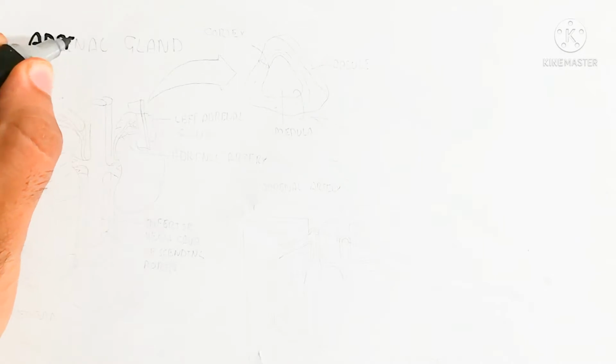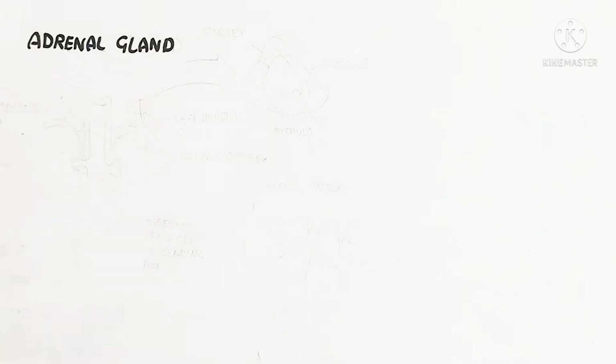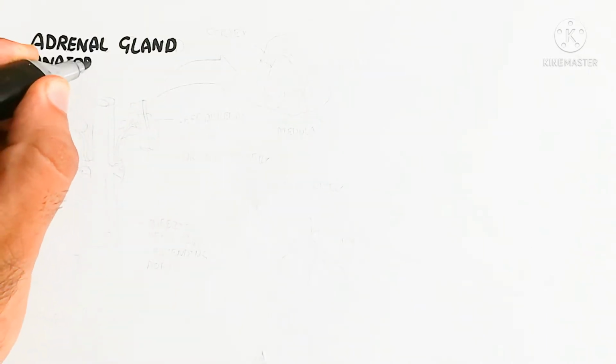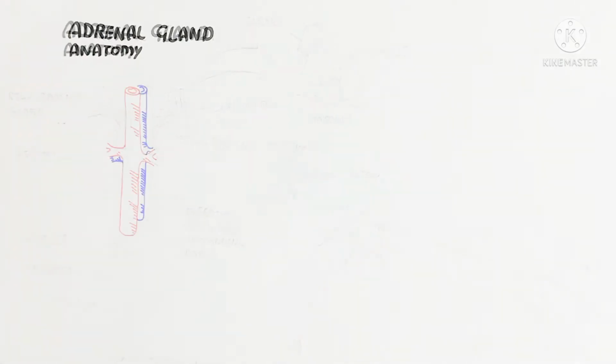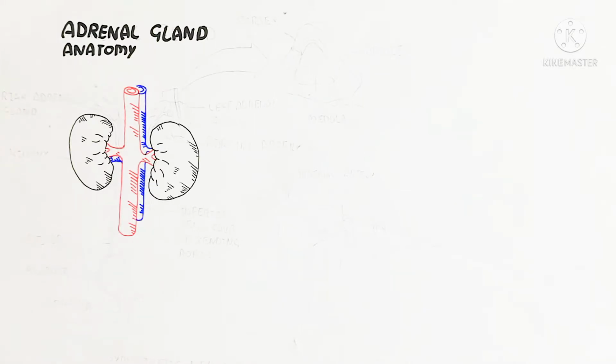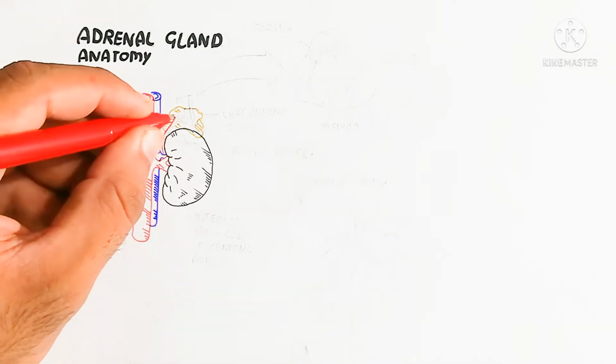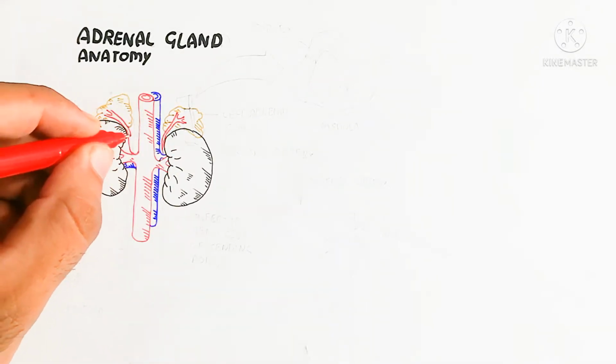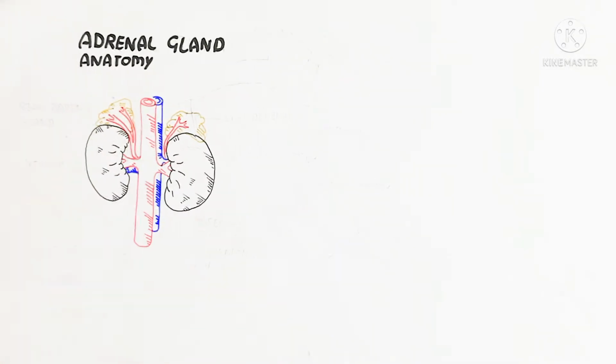Hello, in this video we will discuss adrenal gland anatomy and physiology. First of all, we should understand the structure of the adrenal gland, which is situated on the upper part of each kidney. Here are the descending aorta and inferior vena cava, which carry oxygenated blood and deoxygenated blood.